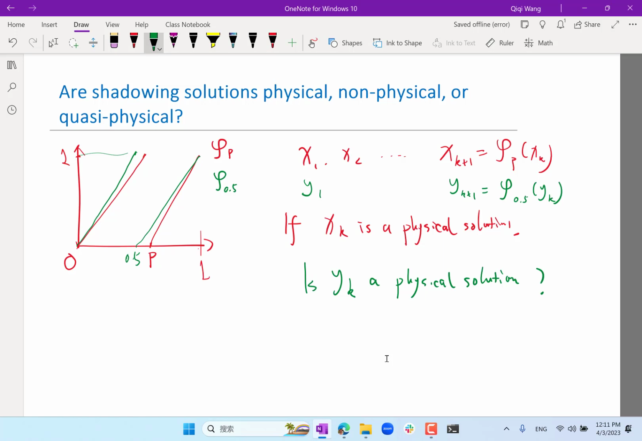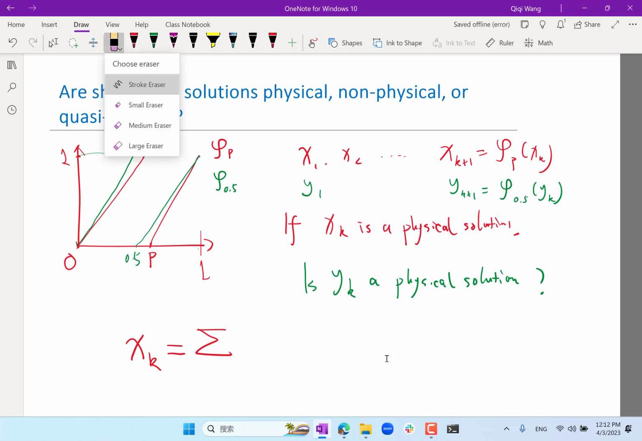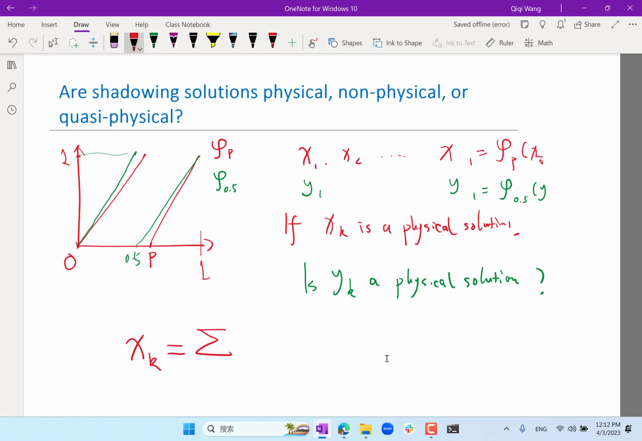So let's represent x_k as a summation. Sorry about the index. Let me change this index to i, because I used k to represent the digits in the previous slide, so I just want to be consistent: use i as the index for the solution, for the time, and use k as the digits.